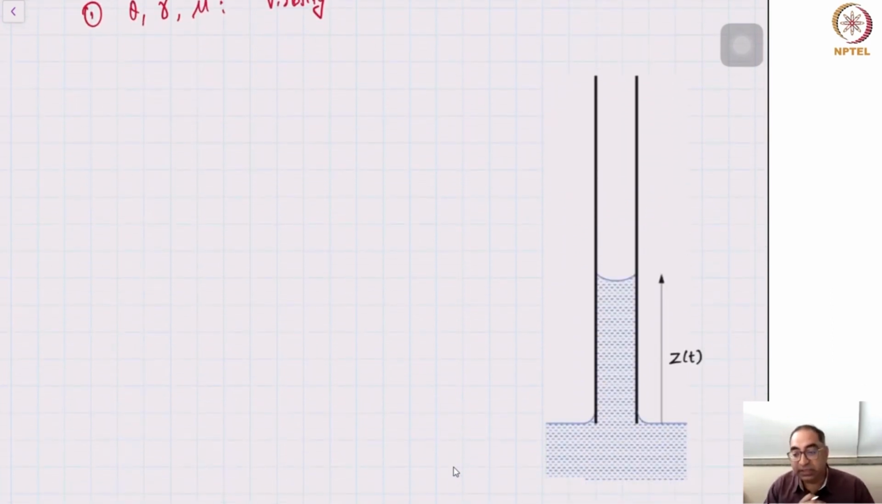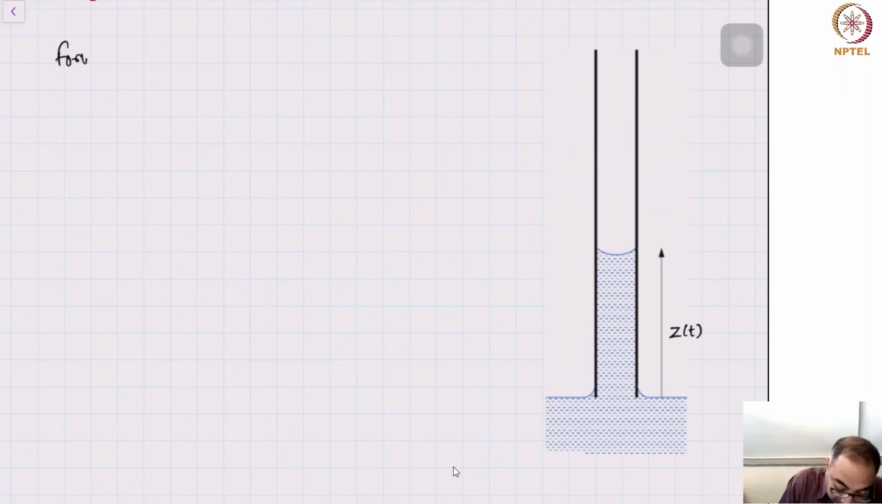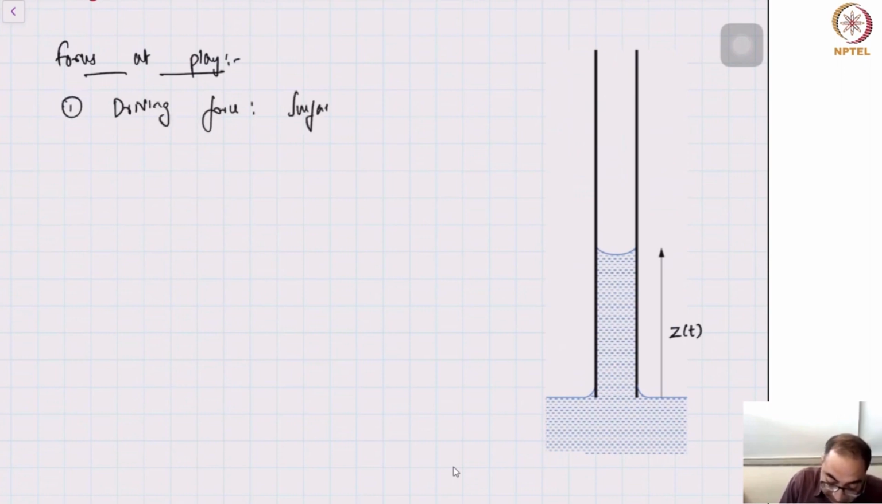So the goal of the lecture is to determine an evolution equation for z of t as shown in this particular schematic. Let's look at the force balance on the fluid. To write down the force balance, we will first look at what are the forces at play. We can separate the forces into two parts. First I'll call the driving force, and there's only one driving force, which is surface tension. And then we have a bunch of opposing or retarding forces.